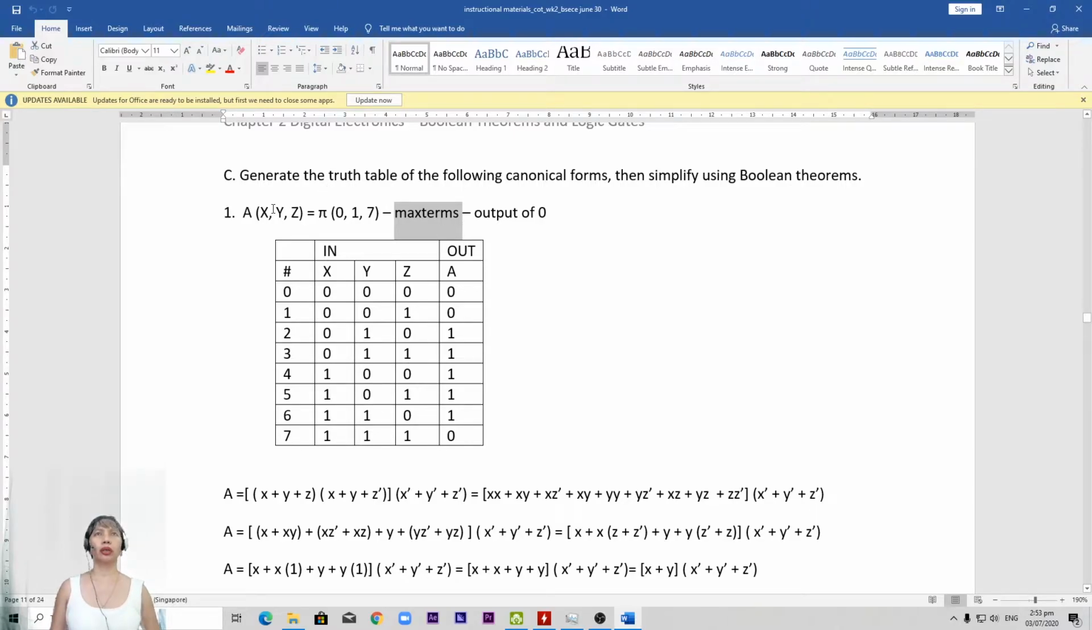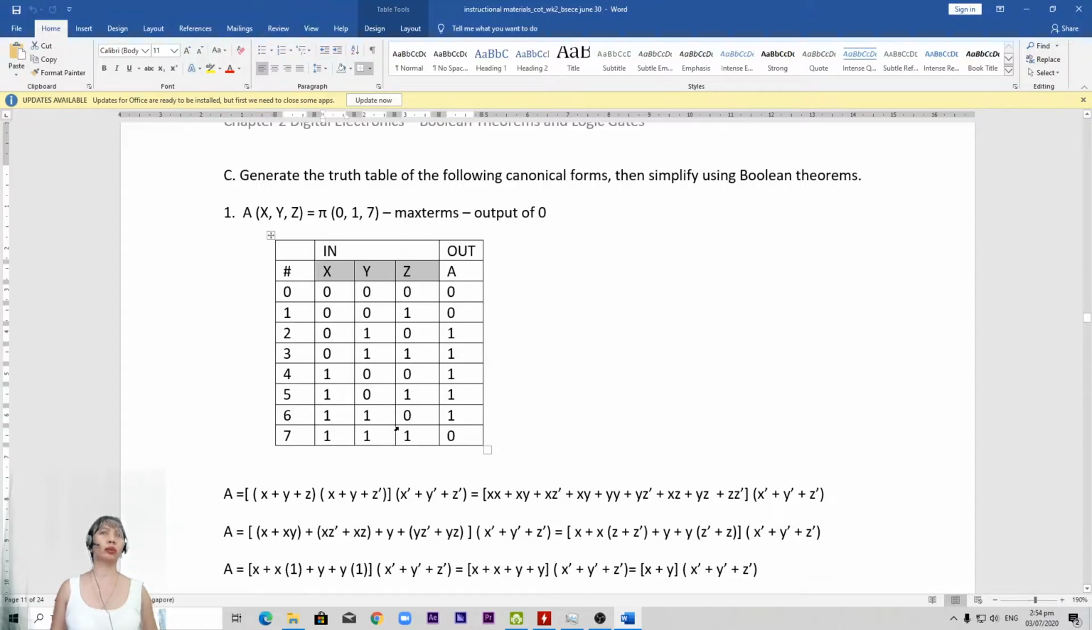So xyz again, we have 3 inputs, therefore you have 8 possibilities, starting from 000, 001, 010, 011, 100, 101, 110, 111. We start with max term 0, the output is 0. Next, max term 1 has an output of 0. And lastly, max term 7, the output is 0. The rest are 1s.